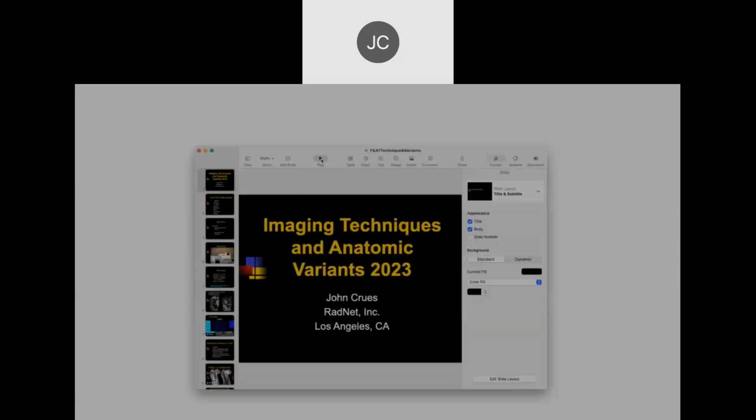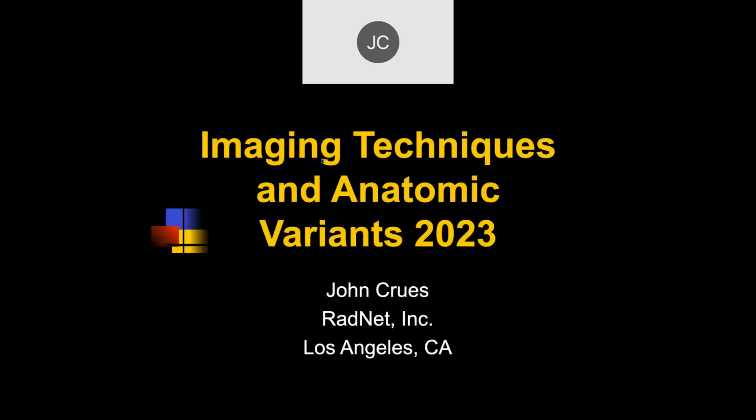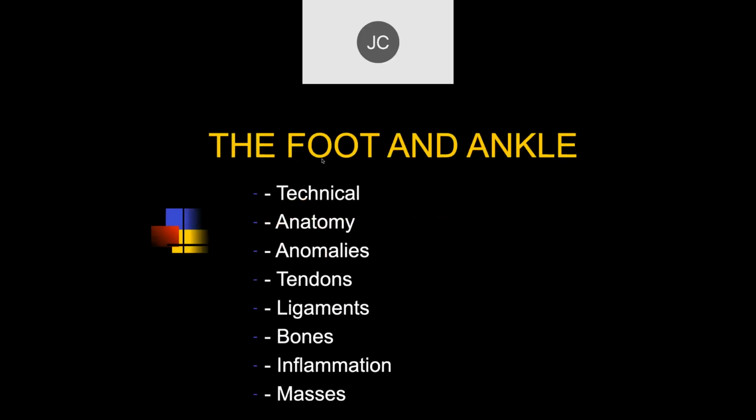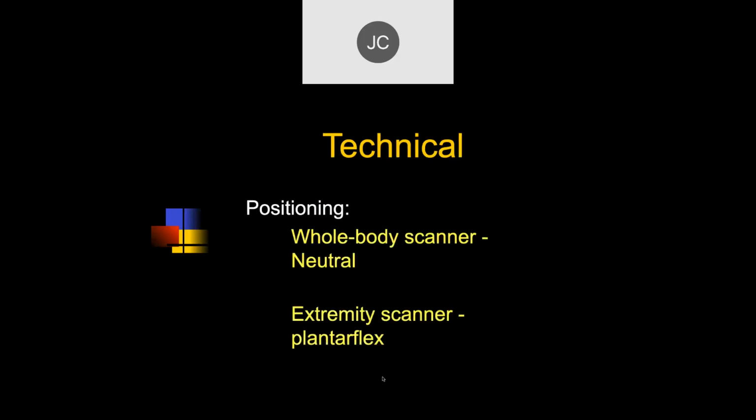Okay. So let's talk about foot and ankle, and we'll start with some imaging techniques and some anatomic variants. So we'll talk about technical areas, some anatomy, anomalies, and then we'll go into tendon, ligaments, bones, inflammation, and later in the year we might get around to masses, but probably not.